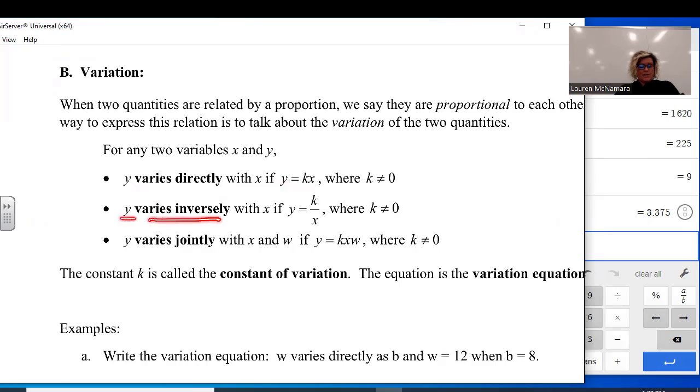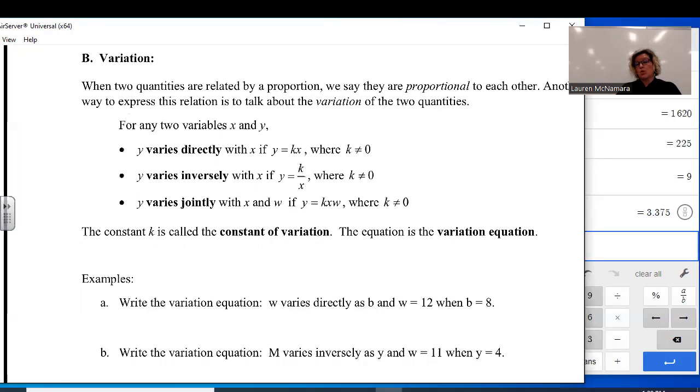If Y varies inversely with X, then you write whatever is here, which in this case is Y, equals, and then you say K divided by whatever's written here, which in this case is X. And then you have Y varies jointly, which means it's all multiplication.